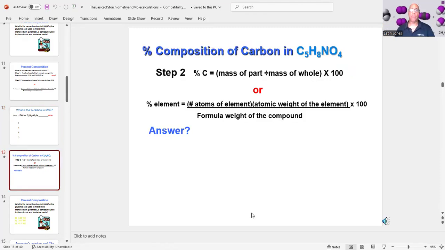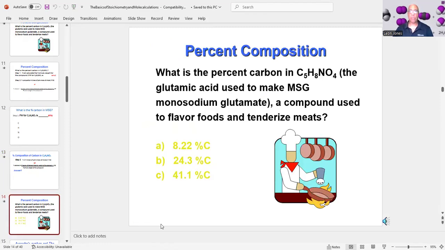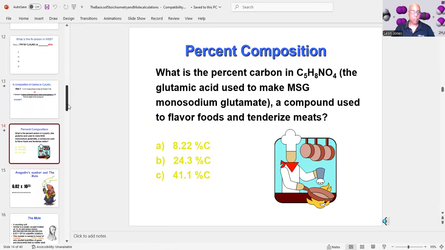You have to find the percent of carbon. That is the mass of part divided by mass of whole times 100. So what we're going to do is, again, find the percent carbon in C5H8NO4, and that's MSG, the compound found to tenderize meats.